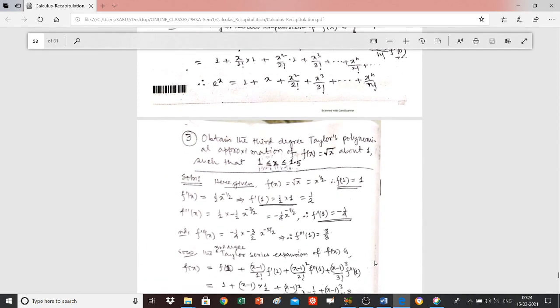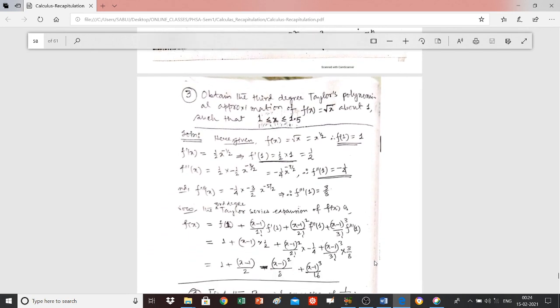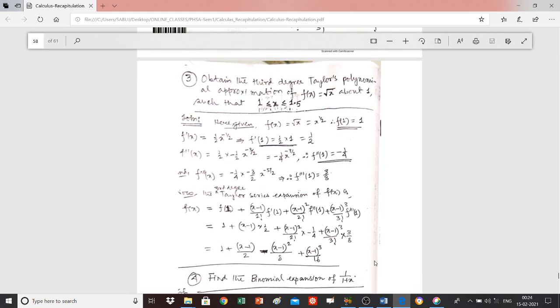Now another one is: obtain the third degree Taylor's polynomial approximation of f(x) is equal to root x about the point x is equal to 1, such that 1 is less than or equal to x less than or equal to 1.5. So in this case, you have to find out the expansion up to the third term. The function is given as f(x) is equal to square root x, that is x to the power half, and you have to expand this function about the point x is equal to 1. So just find out the value of f(1). f(1) can be calculated from this relation. f(1) is equal to 1.